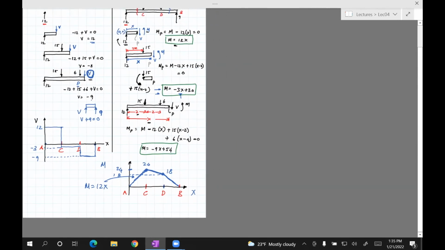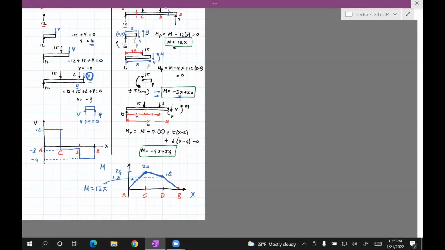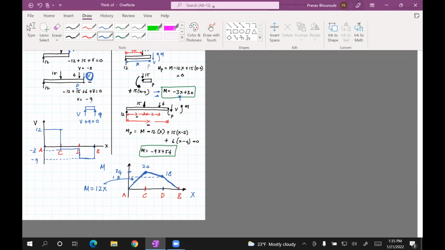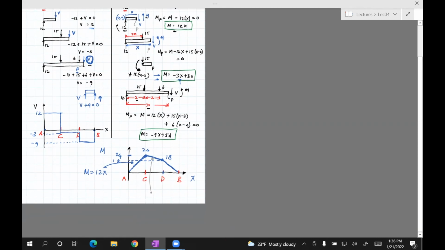Okay, so, Professor, can you go over again? How did you come up with 24, 18, and 0? Sure, so let's, I forgot to write the equation. So the equation for this is minus 3x plus 30. The equation for this is minus 9x plus 54. So use this equation, you can put x equals 2.